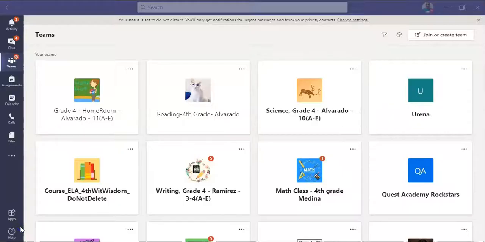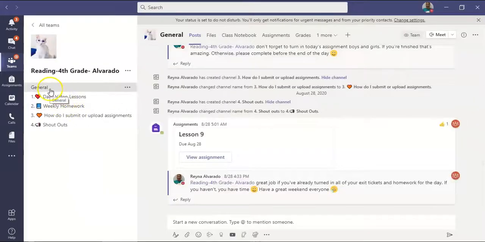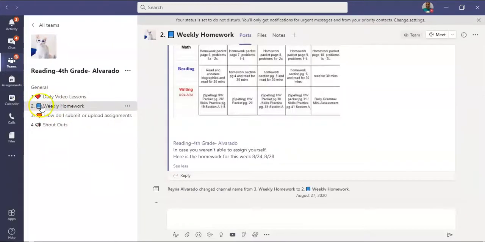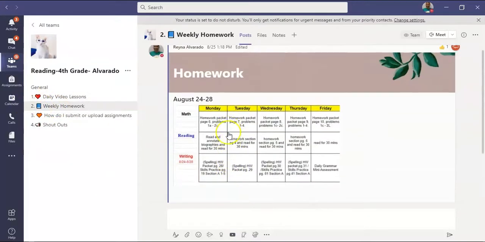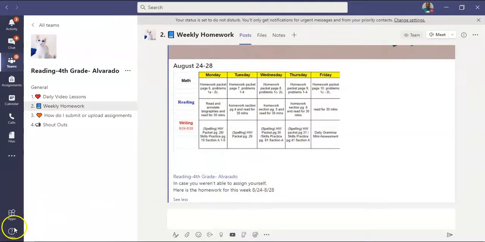Boys and girls, just a friendly reminder that if you were not able to assign yourself during your morning meeting with your homeroom teacher, you can always go to the reading class. And under general, look out for the channel that says weekly homework, which is number 2. Here it'll have the homework for the assigned week. So this is how you can go ahead and assign yourself for the week.